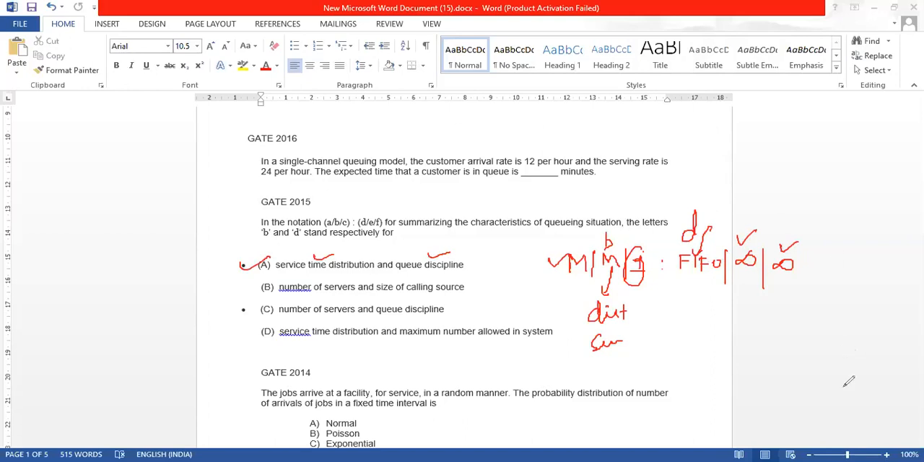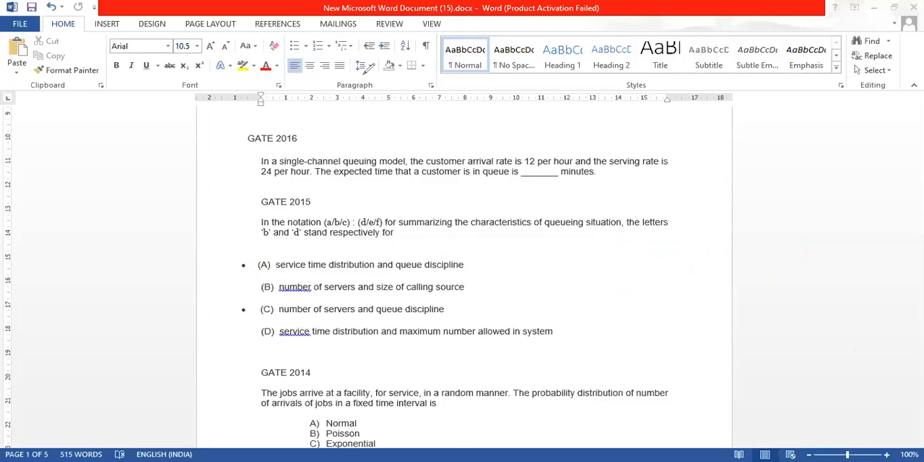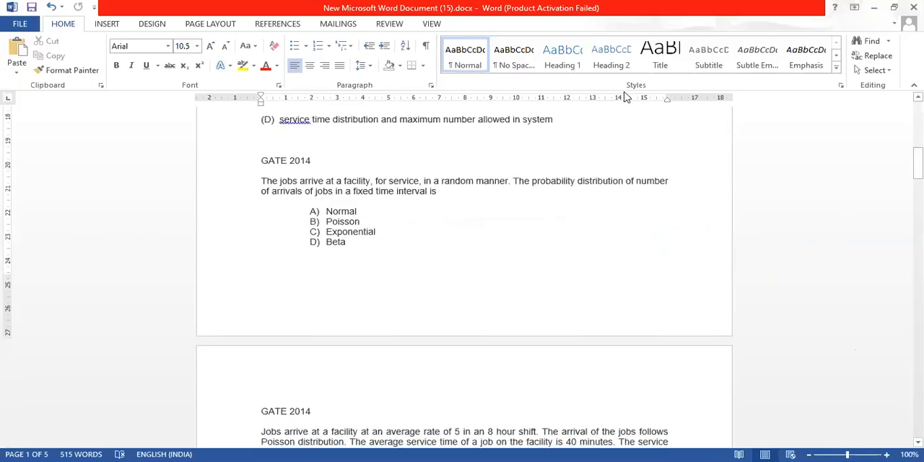Simple things. You can answer this question easily. The jobs arrive at a facility for service in a random order. What is the probability distribution of the number of arrivals of a job in a fixed time? He's talking about the number of arrivals in a fixed time. I just told you four distributions, which applies where. So what is the answer of it?